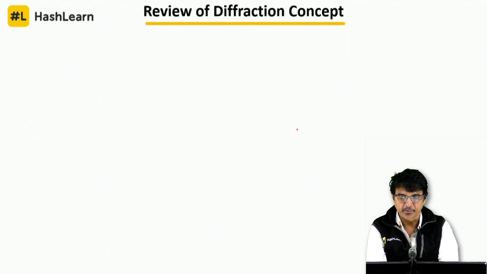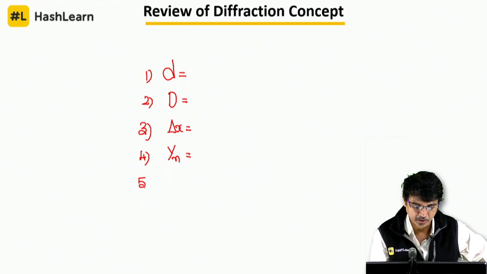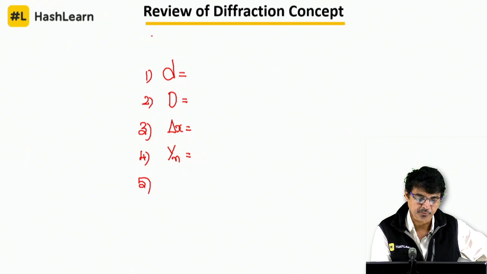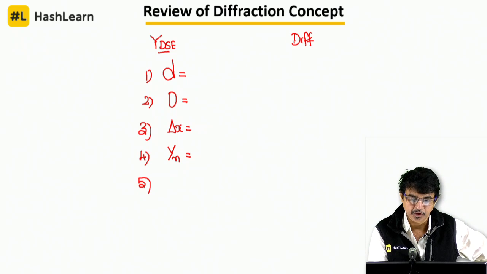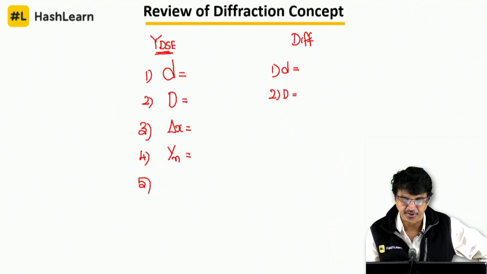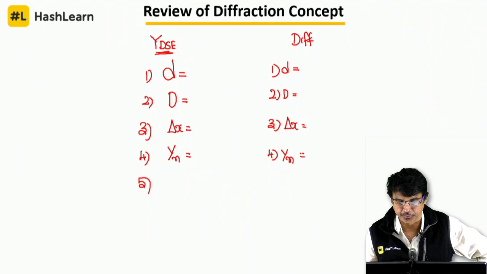In Young's double-slit experiment, I used this terminology: d for spacing between the slits, capital D for distance between the center of the slits and the screen, delta x for path difference, and yn for the distance of the nth bright fringe. These were the symbols I used in the geometry of YDSE. When you come to diffraction, in YDSE it was two slits, in diffraction it is a single slit. I used small d for the width of the slit, again capital D for the distance between the screen and the slit, delta x for the path difference, and yn for the distance of the nth bright or nth dark fringe.